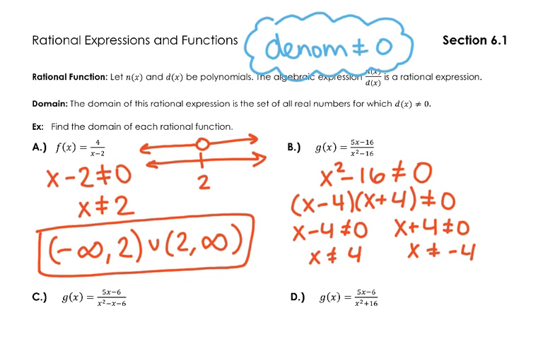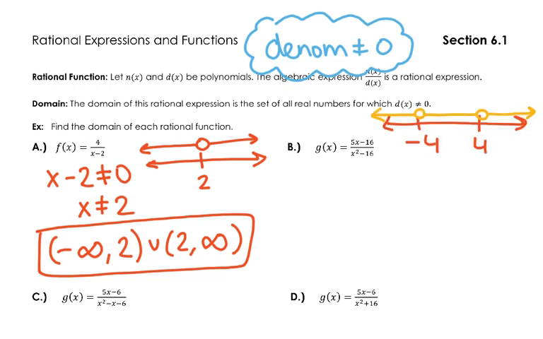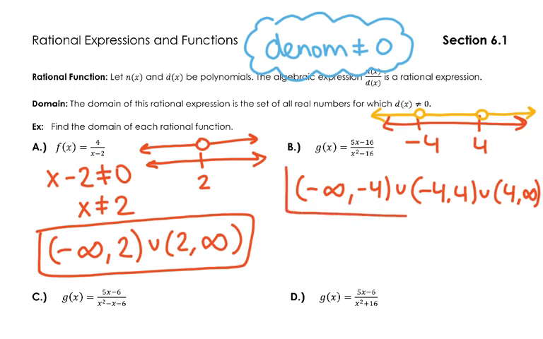And then you want to write that in interval notation. Some students graph this to make the interval notation easier. So it would go from negative infinity to negative 4, union negative 4 to 4, union 4 to infinity. So this would be your domain in interval notation. See if you can pause the video and try part C on your own.